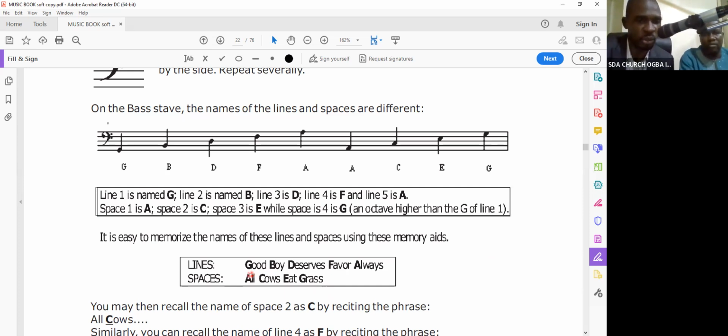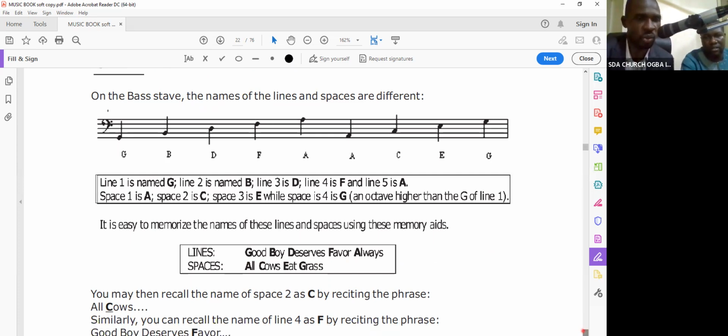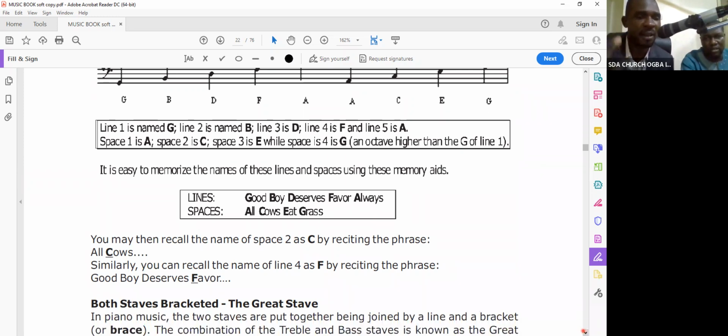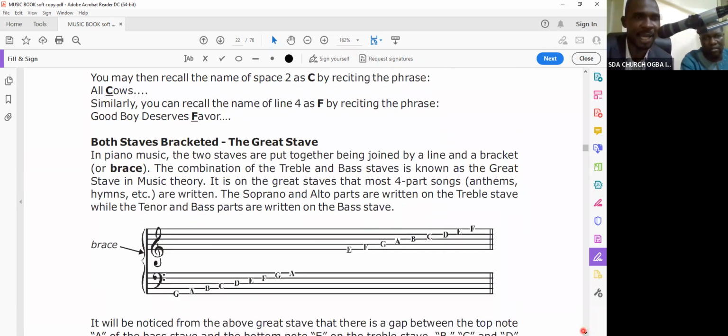So the memory aid, likewise, is Good Boy Deserves Favor Always. For the spaces, All Cows Eat Grass. So you may record the name of space 2 as C by reciting the phrase All Cows, so you pick the letter C. Similarly, you can record the name of line 4 as F by reciting the phrase Good Boy Deserves Favor, so you pick the letter F.